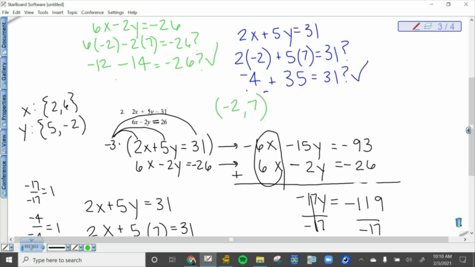Right. So you've got one more to do on the back, and you're going to need to multiply one of the equations. You're actually going to need to multiply both of the equations.